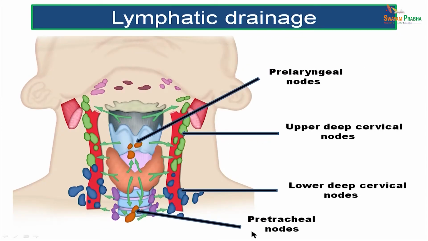Now, let us look at the lymphatic drainage of the thyroid gland. You find the upper and medial portion of the thyroid gland will be draining into the prelaryngeal lymph nodes.